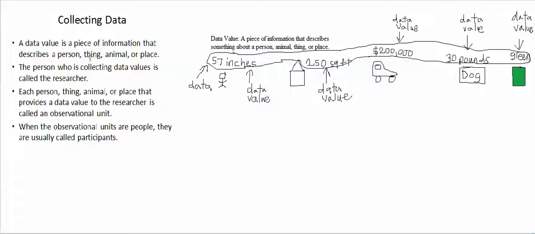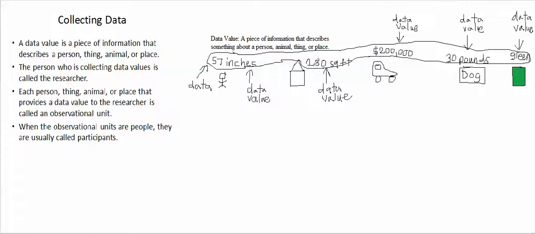We already talked about how a data value is a piece of information that describes a person, animal, thing, or place. And we said that each of these five pieces of information was a different data value. Each person, animal, thing, or place that provides a data value is called an observational unit. So if I recorded this data value from this person, for example, if this person told me that he or she is 57 inches tall, then the person is an observational unit.